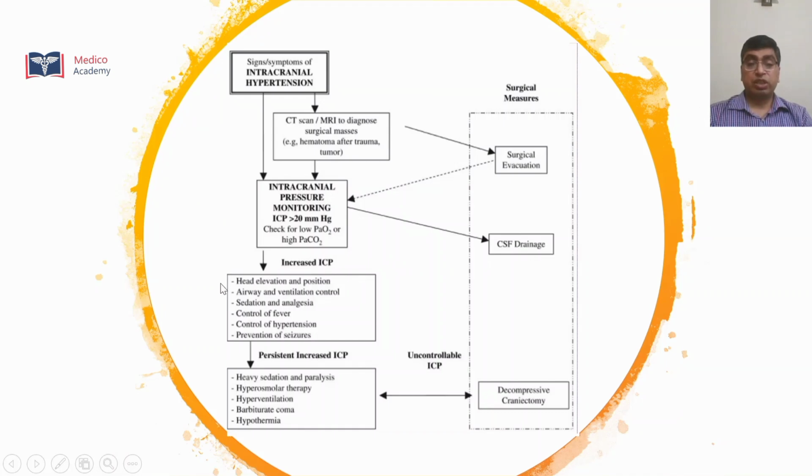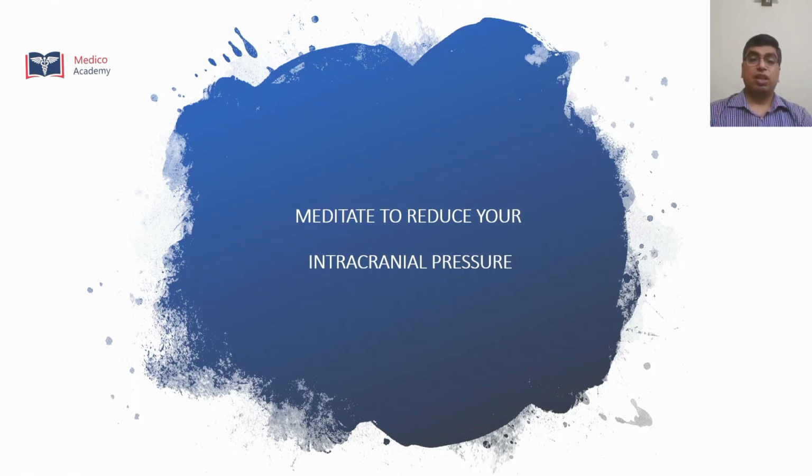Use various ways like head elevation, airway and ventilation control, sedation and anesthesia, control of hyperthermia, hypertension, prevent seizures, use sedation and paralysis, hyperosmolar therapy, hyperventilation, barbiturate coma to control the ICP. In case of uncontrollable ICP, do decompressive craniectomy. Thank you.